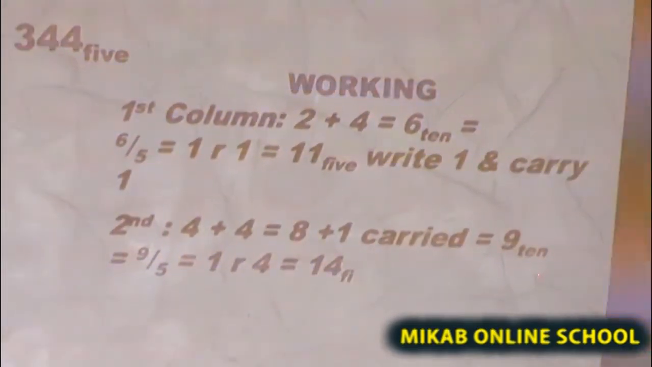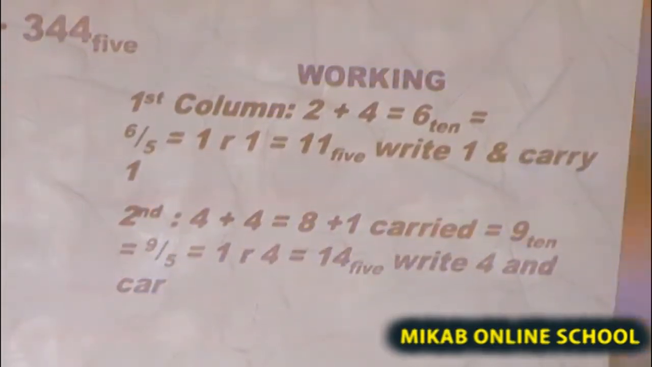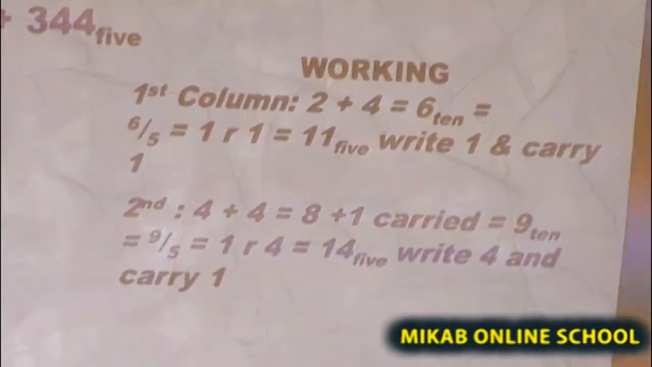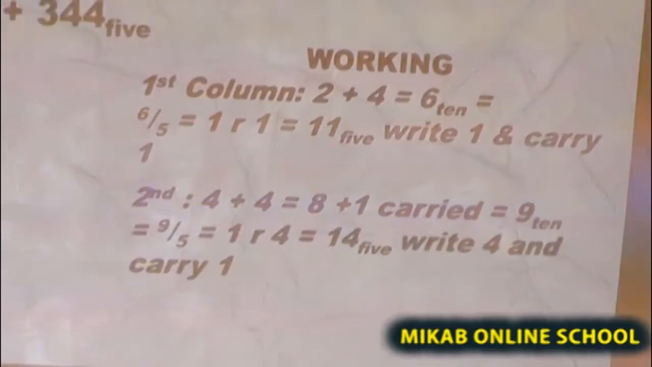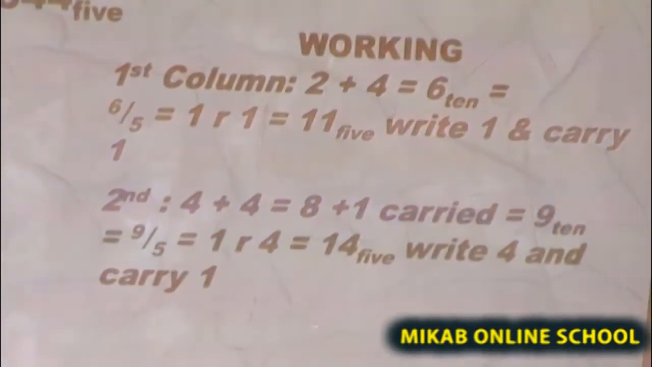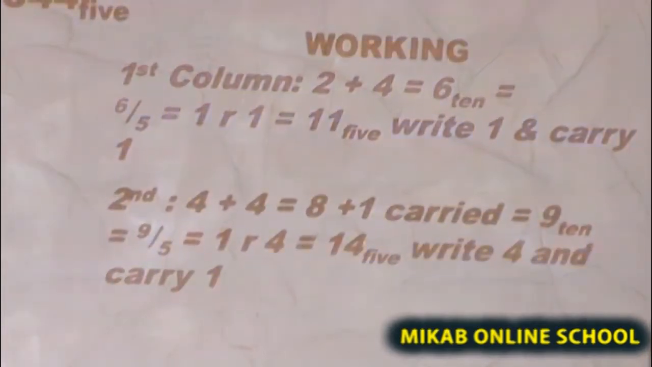Now how many groups of 5 can we find in 9? How many 5s can we find in 9? You will agree with me that when you divide 9 by 5 you will have 1. That means we can find one 5 in 9. Then there will be a remainder of 4. So that will equal 1, 4 base 5. So we will write the 4, and we will still carry another 1.